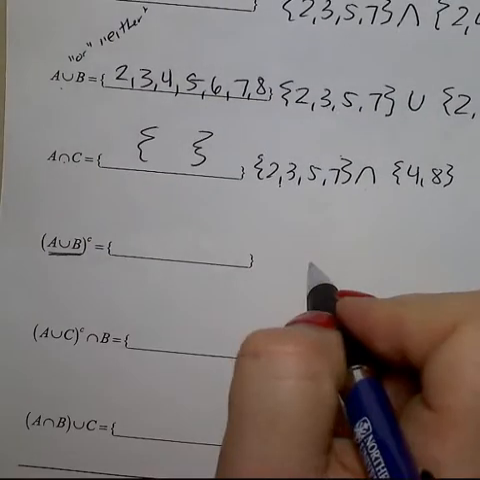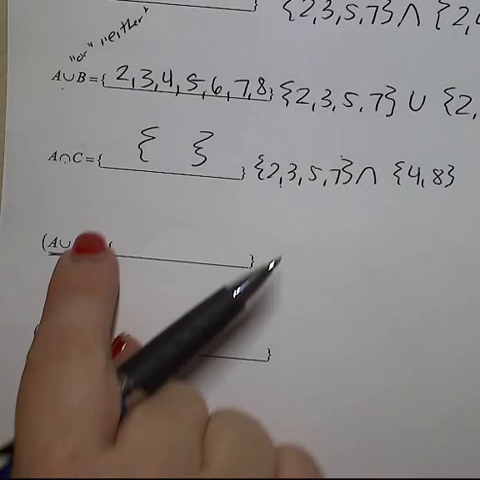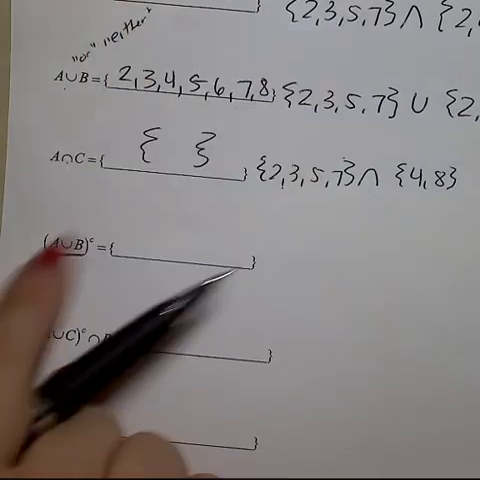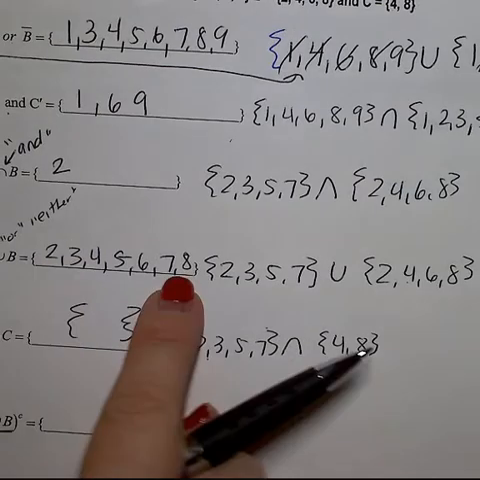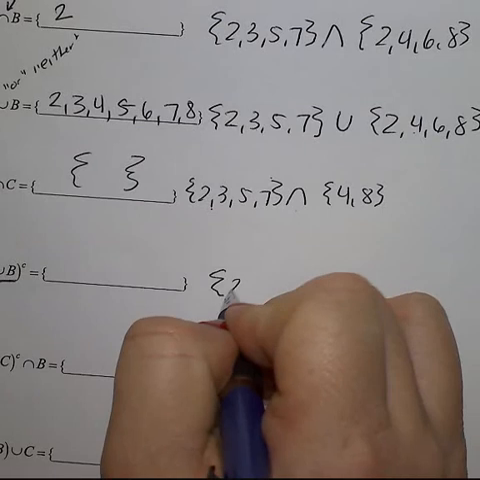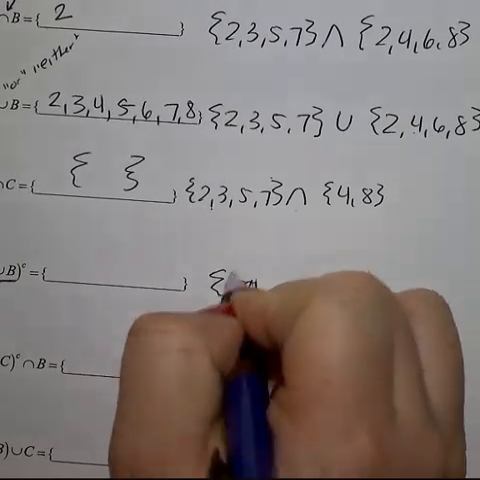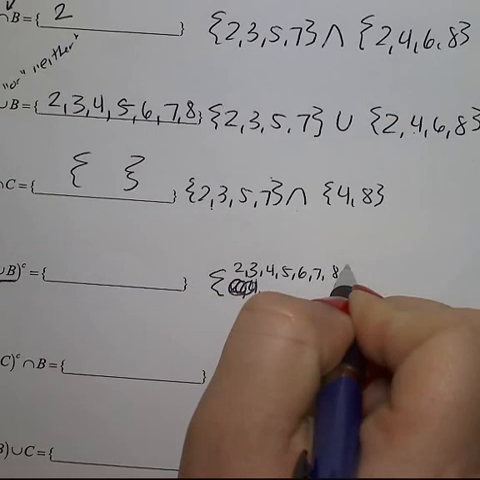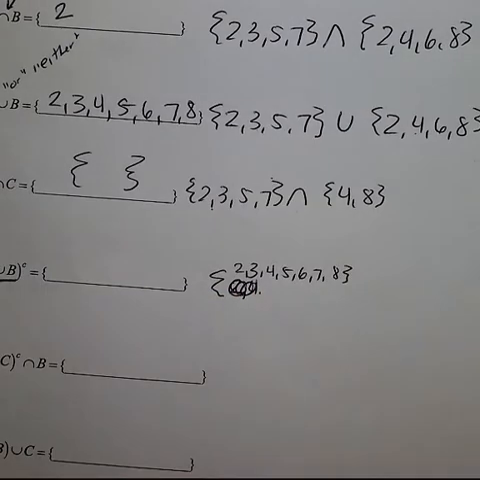So I like to make life easier. This is what I like to do. I look up above, and I say, have I even done A union B yet? Yes or no? So to see how this is the answer to A union B, I'm going to write that down to make my life easier. So it's 2, my fault, 2, 3, 4, 5, 6, 7, and 8. I already determined that in a problem above.